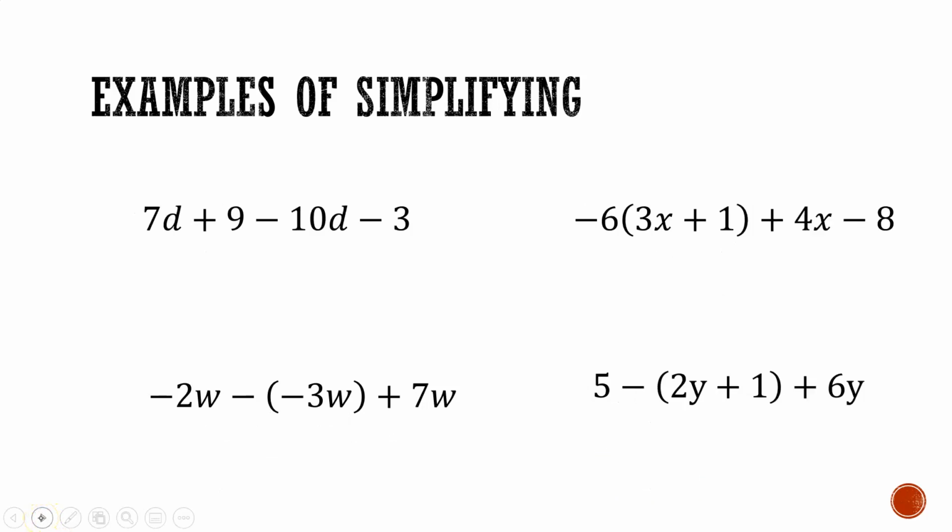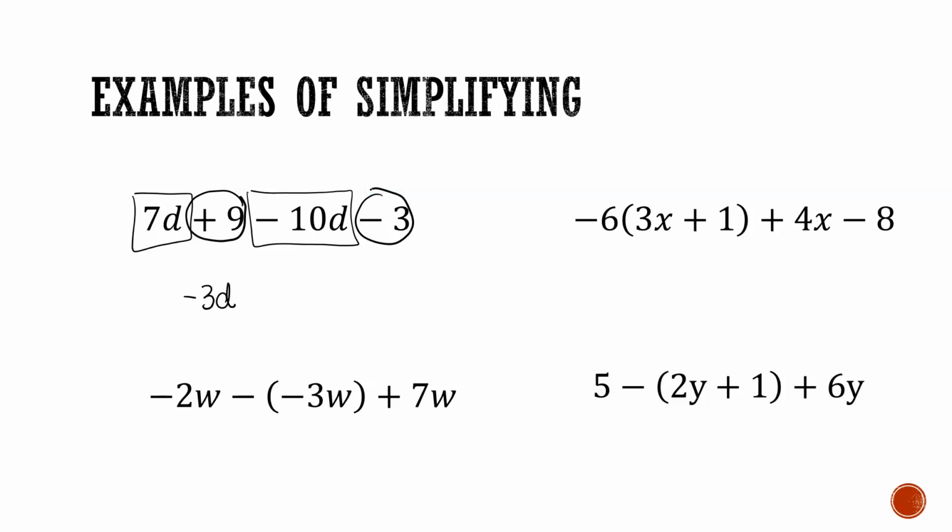The next one is 7d plus 9 minus 10d minus 3. So I like to box up my like terms so that I know what I'm putting together. So 7d and negative 10d are like terms. So 7 minus 10 is negative 3d. And then I'm going to put a circle around my constants so I can combine those. 9 minus 3 is 6. We can't combine these two because they're not like, so that's my final answer.